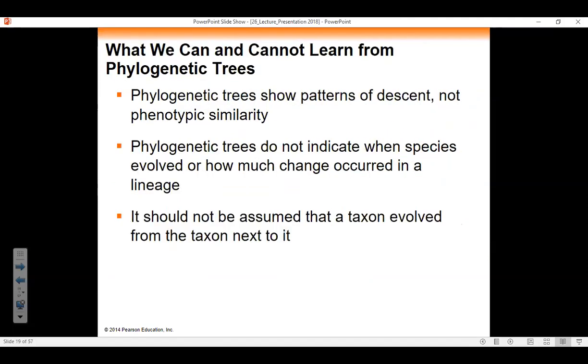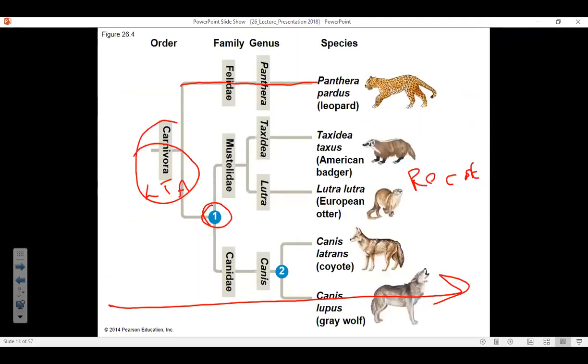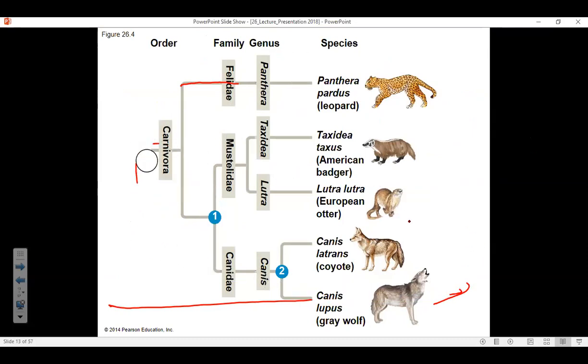So these are going to show descent, not necessarily similarity. Look here. Are these guys really all that similar to each other? No. Do you often think of a badger and a wolf as being very similar to each other? No. Who would you rather run into while you're on a walk? Badger. For sure, badger and otter. I don't come across no stinking wolf.